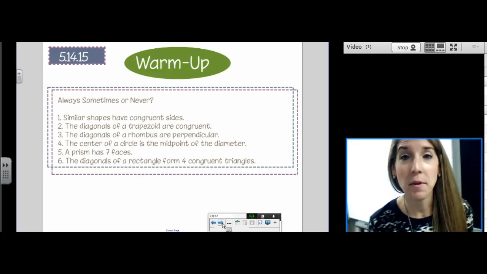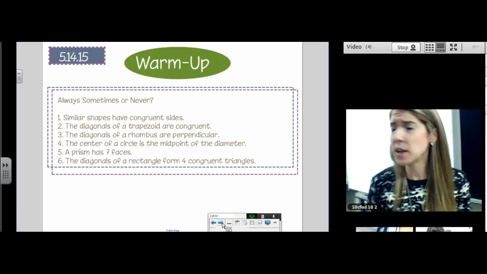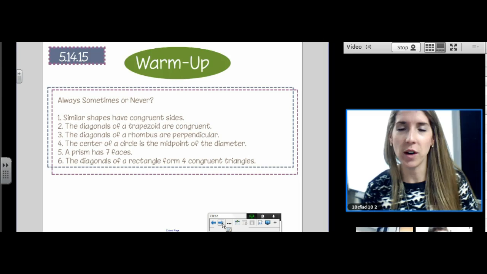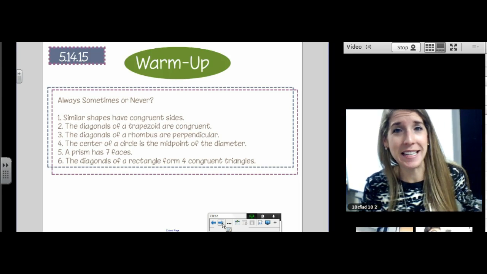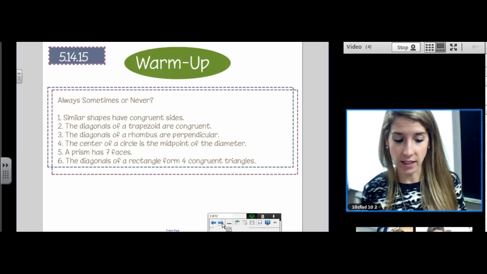So we are reviewing for the DPM. The DPM is Wednesday. Our DPM, well, sorry, it's now called a TEKS test. I'm using the wrong word, but it used to be called a DPM, so I'm sorry. I'm going to keep saying that this year. I'll switch to TEKS test next year. Anyways, it's going to cover everything we learned this semester.